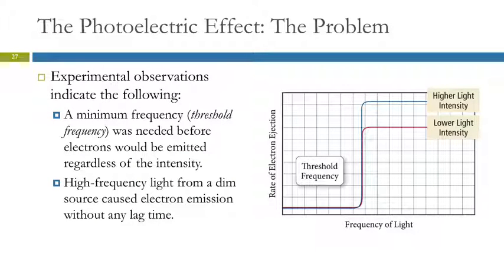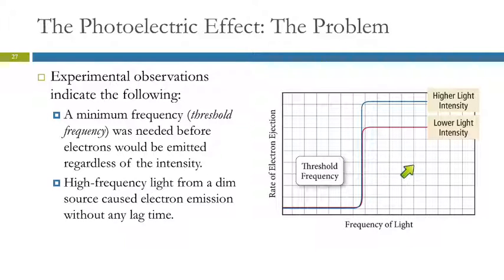So this is what they observed. If you look at different frequencies of light, so this would be low frequency, high frequency. As you change the frequency, nothing happens down here. Doesn't matter how bright the light is or how long you shine it on there, nothing happens. No electrons are ejected. When you get to this frequency, without lag time, bang, you're getting electrons being ejected.